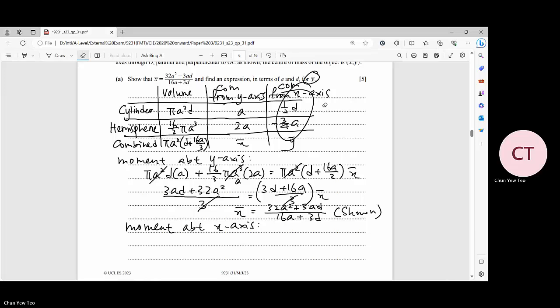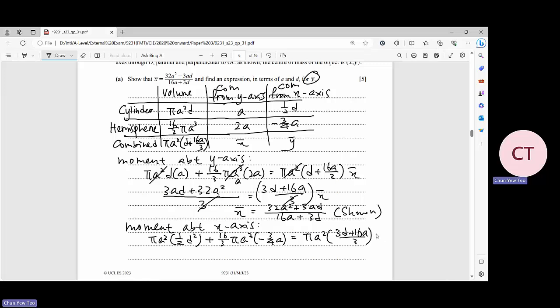Okay. So what you need to do now is just expand them. You get a pi a square half d square. Okay, then minus the 16 over 3 by a cube and 3 over 4a. By right, this is supposed to be a negative. Okay, maybe we should write negative here. So this one we write plus, but this one we write negative 3 over 4a. This will be clearer. Then this one will be pi a square 3d plus the 16a over 3 bar y.